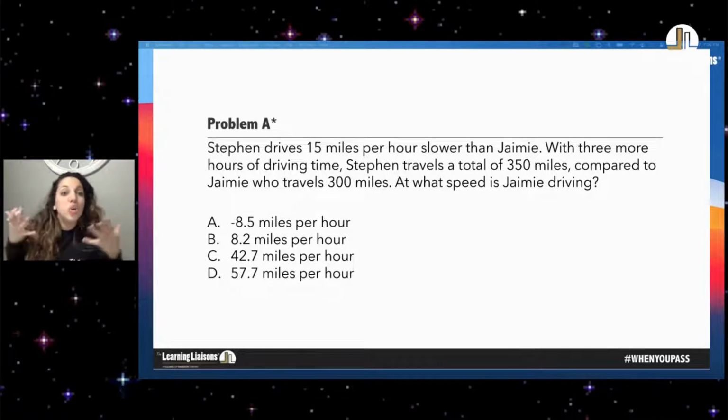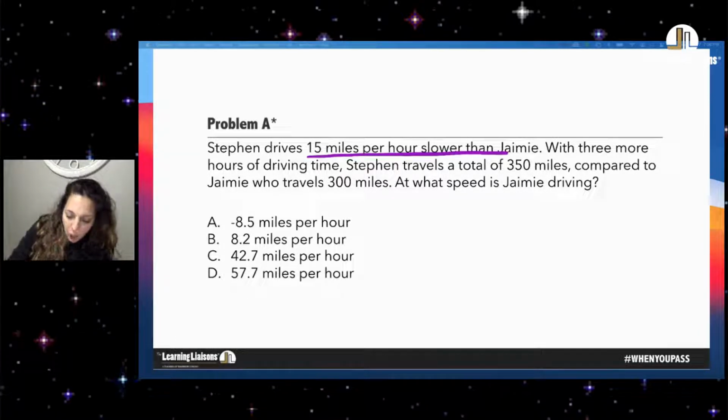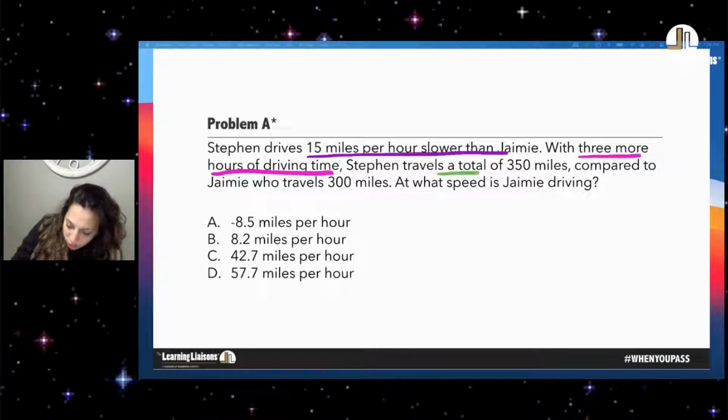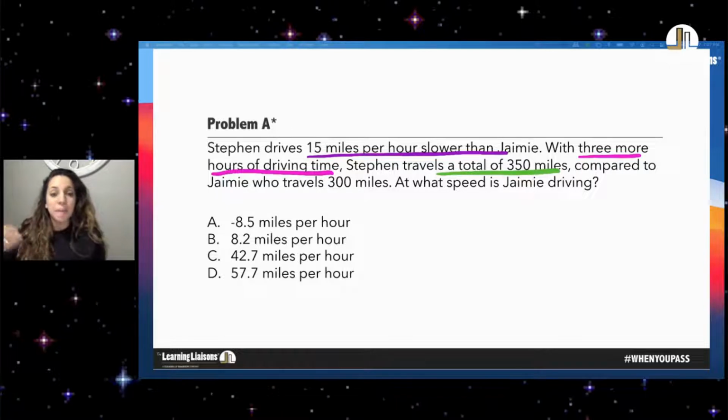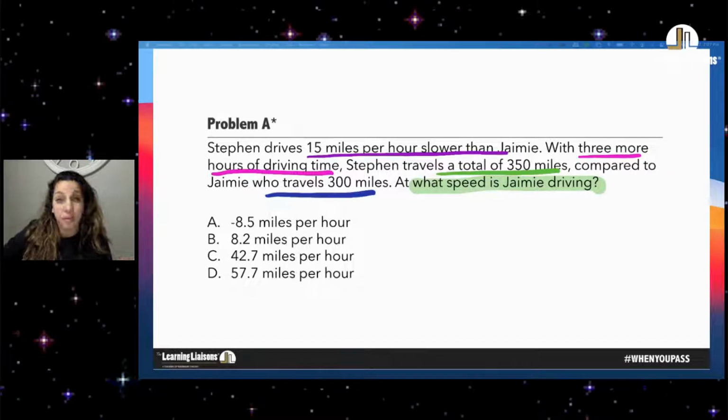So what do we know? When we solve problems like this, we've got to break the problem down. We know Stephen is driving 15 miles per hour slower than Jamie. We also know that Stephen has 3 more hours of driving time, and he's traveling a total of 350 miles, compared to Jamie, who's traveling 300 miles, and we want to know what speed Jamie is driving. That's a lot of information here.